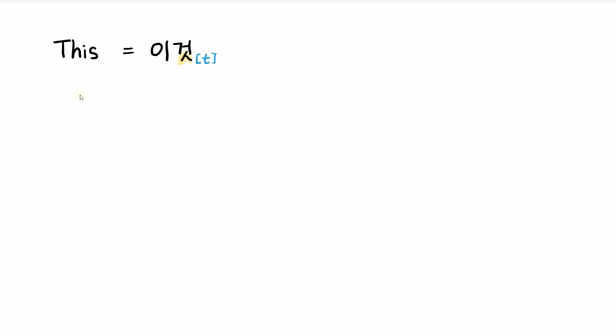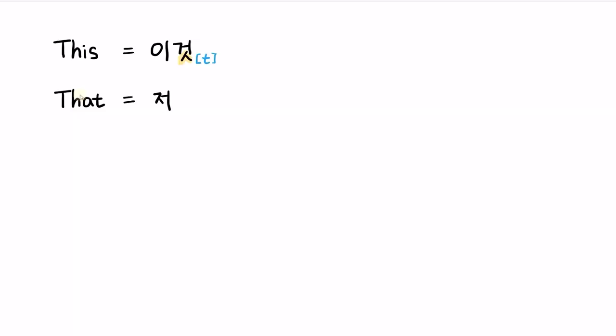Next one is that. How do we say that? That is the one that's a bit far away, like the one that you can't really reach, right? That's 저것. Same thing, 것. And then let's talk about it. It is 그것. So think about it: 그것, the one that we are talking about. It is, right?